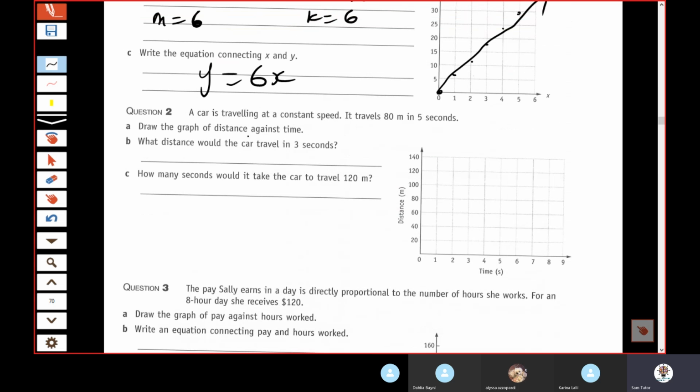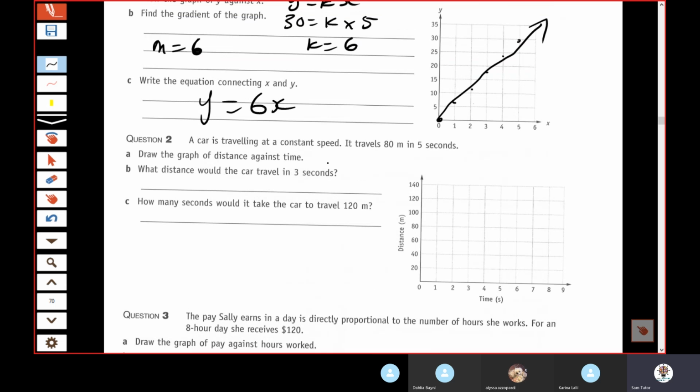I'll try question 2. A car is traveling at a constant speed. It travels 80 meters in 5 seconds. Draw the graph of distance against time. So distance, time. Distance equals k times time. There's time, so that's your x. There's your y value, so d. Travels 80 meters, k times 5. Bring the 5 over. I think it becomes 16, right? 80 divided by 5 is 16.